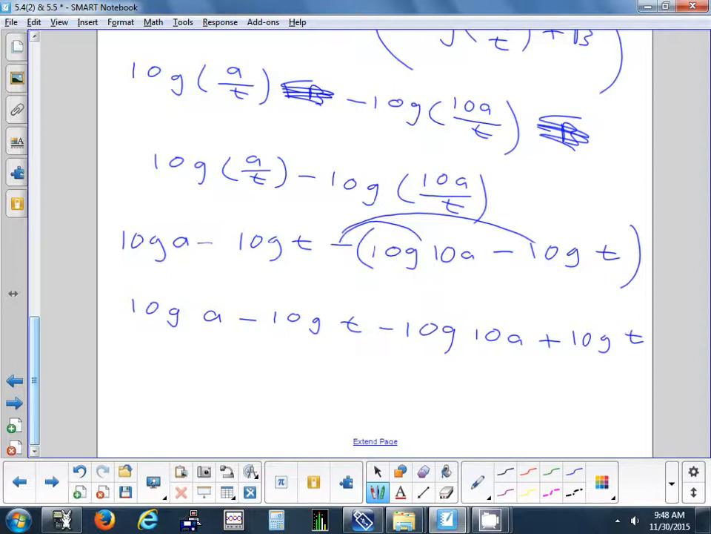Okay, look very carefully at that line. What's going to happen here? Plus log t minus log t. So in other words, the period, or t, the period of the wave, doesn't make a difference. It was the same before, it's the same now. It has no effect on the final answer. The only thing that was different was the a and the 10a.